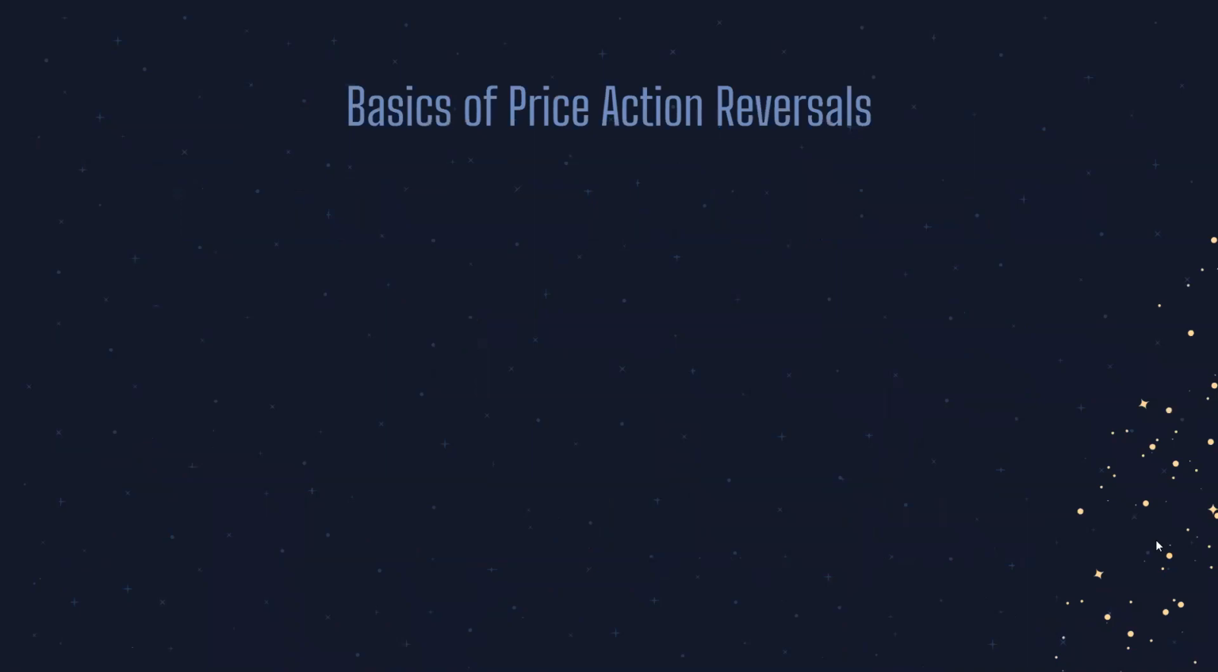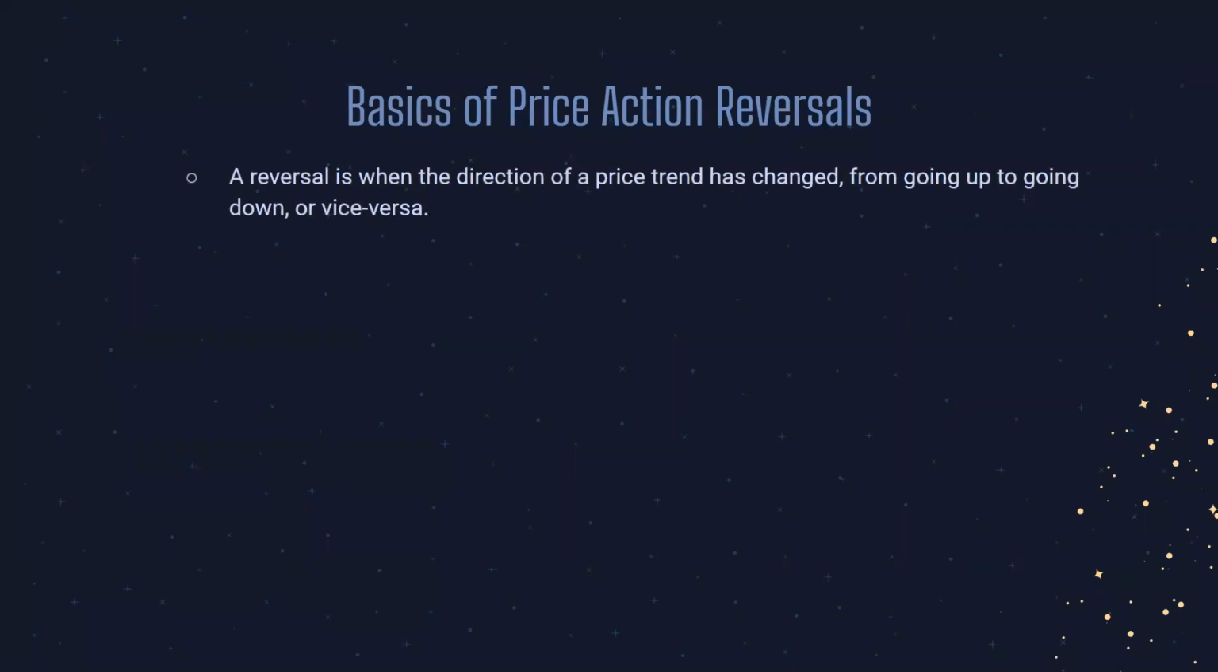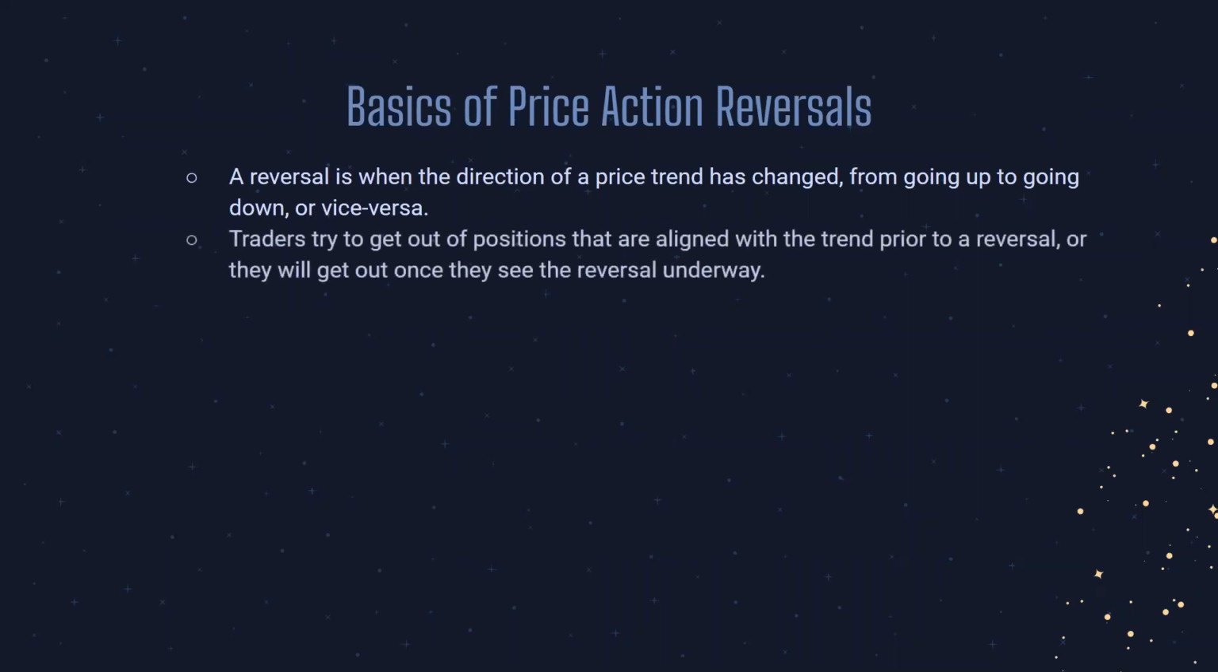So let's go over just the basics of price action reversals. A reversal is when the direction of a price trend has changed from going up to going down or vice versa. Traders try to get out of positions that are aligned with the trend prior to reversal, or they will get out once they see the reversal underway.